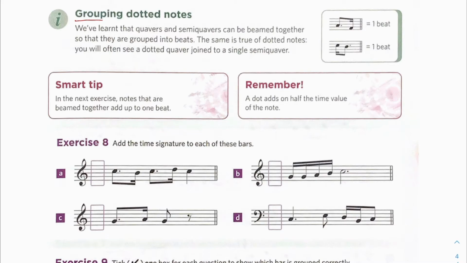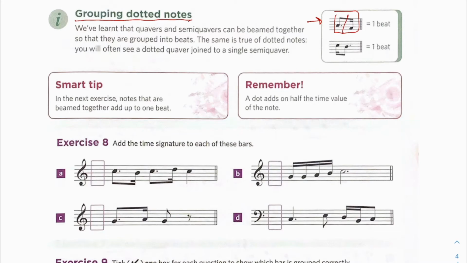Next, grouping dotted notes. We've learned that quavers and semiquavers can be beamed together so that they are grouped into beats. The same is true of dotted notes. You will often see a dotted quaver joined to a single semiquaver, like this. For the top one here, we have a dotted quaver followed by a semiquaver.